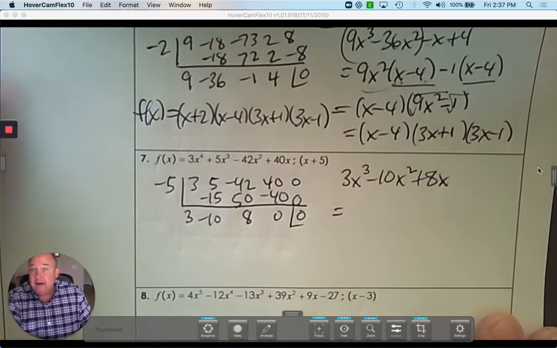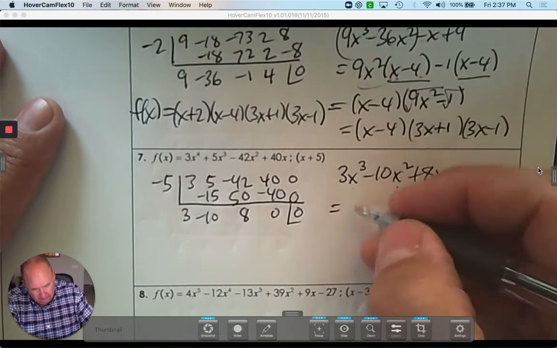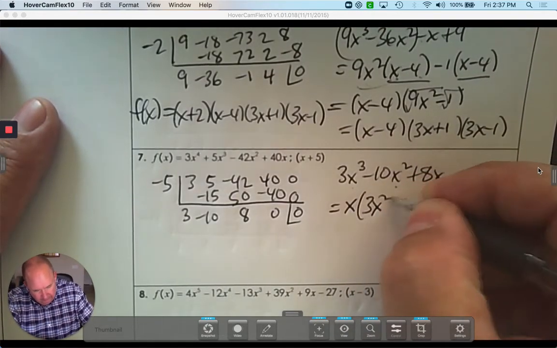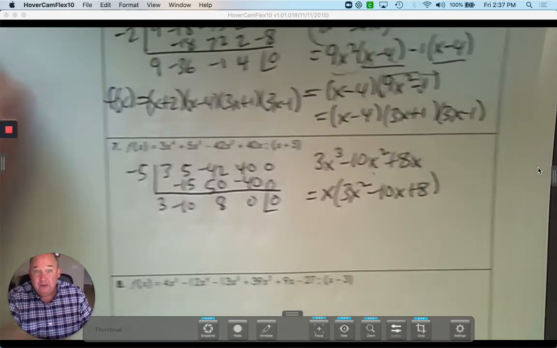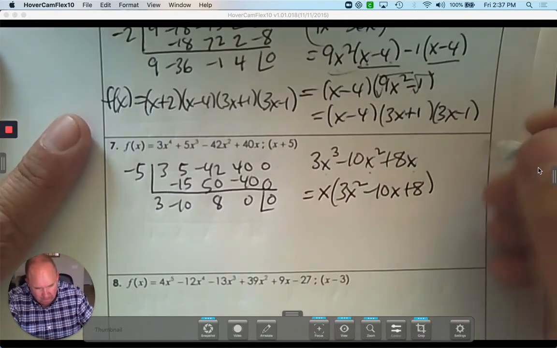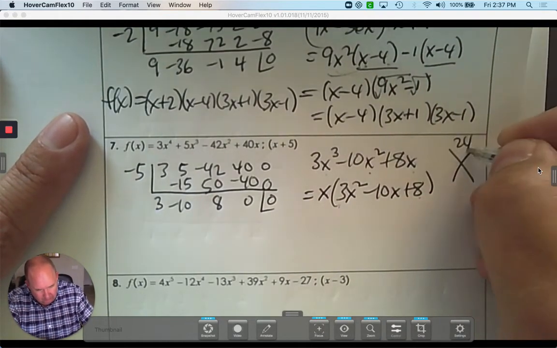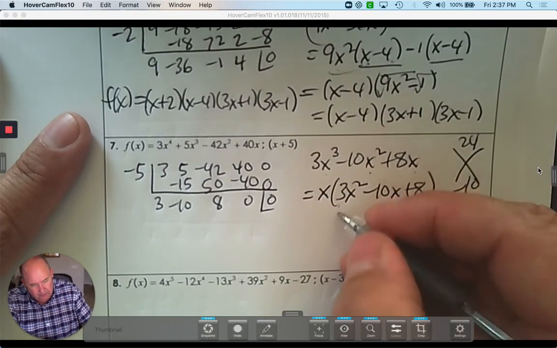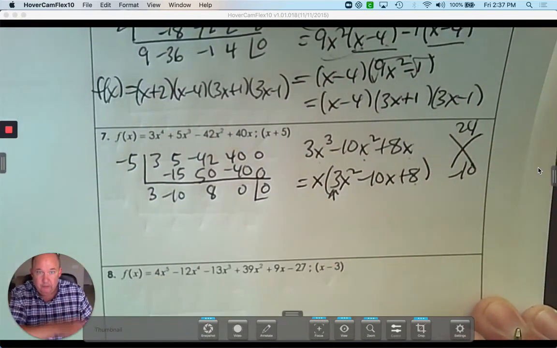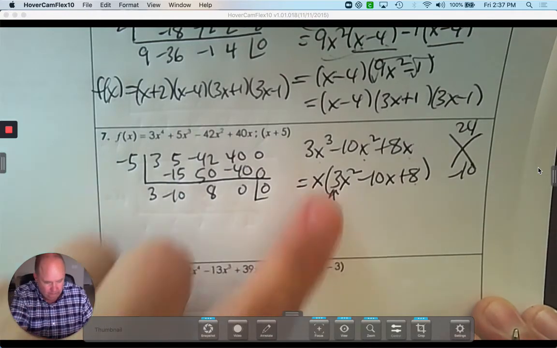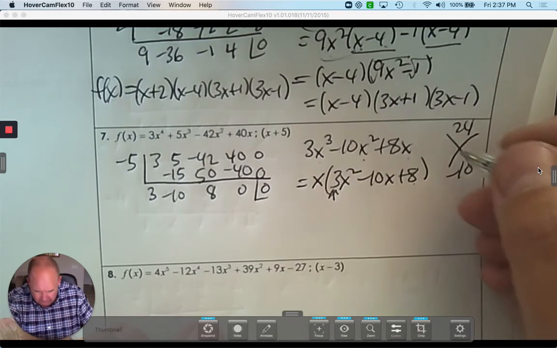So I'm going to factor this further. The first thing I notice is that there's an x that they all have in common. So I'm going to factor out an x, and I have 3x squared minus 10x plus 8. The next thing I notice is this is not simple. So on the side, I'm going to go 3 times 8 is 24 and negative 10. And it's not simple because of that 3. The only way it would be a simple trinomial to factor is if you just saw x squared or 1x squared.